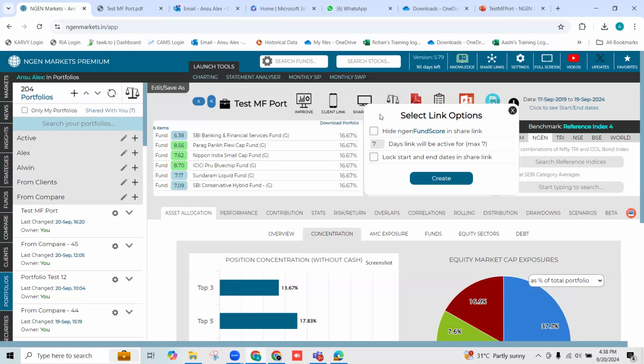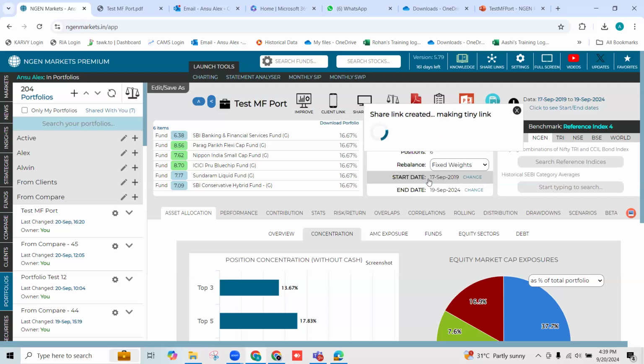So here there are few options that you could see. Hide NGEN Fund Score, that is an option. If you do not wish to show these fund scores to your clients, you can anytime tick this checkbox. And you also have an option to lock the start date and the end date. So I've just clicked on this to lock the start and end date. And here the link would be active for a maximum of 7 days. You could reduce the number of days as well. That is possible. So once that is done, you simply click on create.